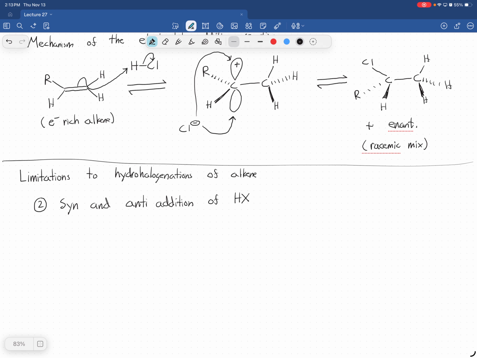So the problem with this is that you can't decide if you have syn addition or anti-addition. And why is that? What's the intermediate? A carbocation. Remember in hydrogenation, the metal surface binded to the alkene. So if you had steric effects, you can actually direct synthesis of just one enantiomer. Well, with this group, it's kind of hard to do that because the carbocation is flat and planar like this.